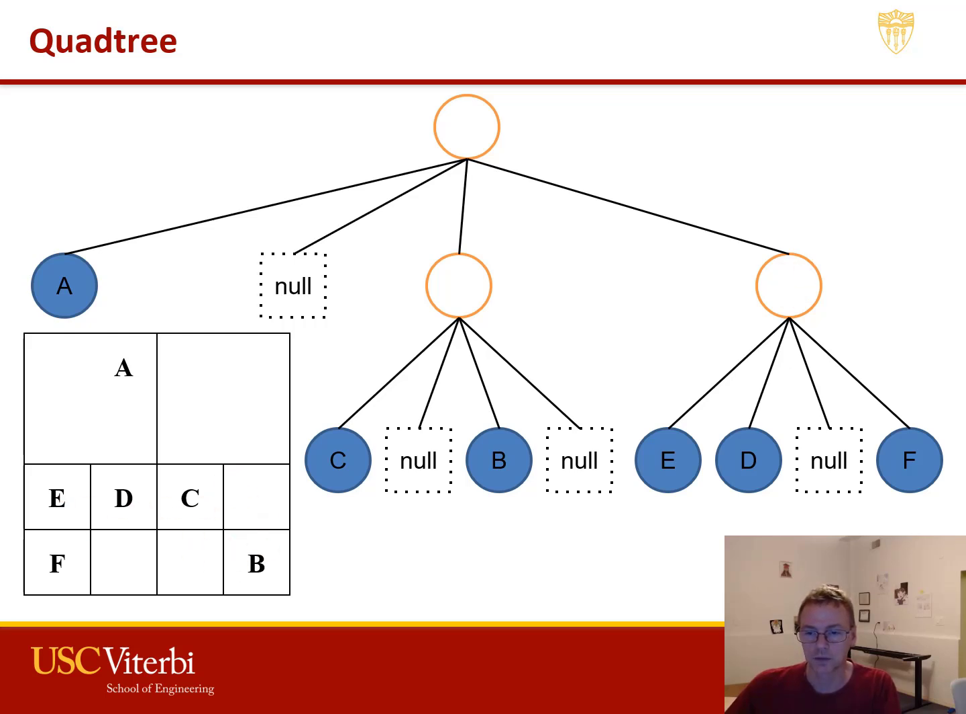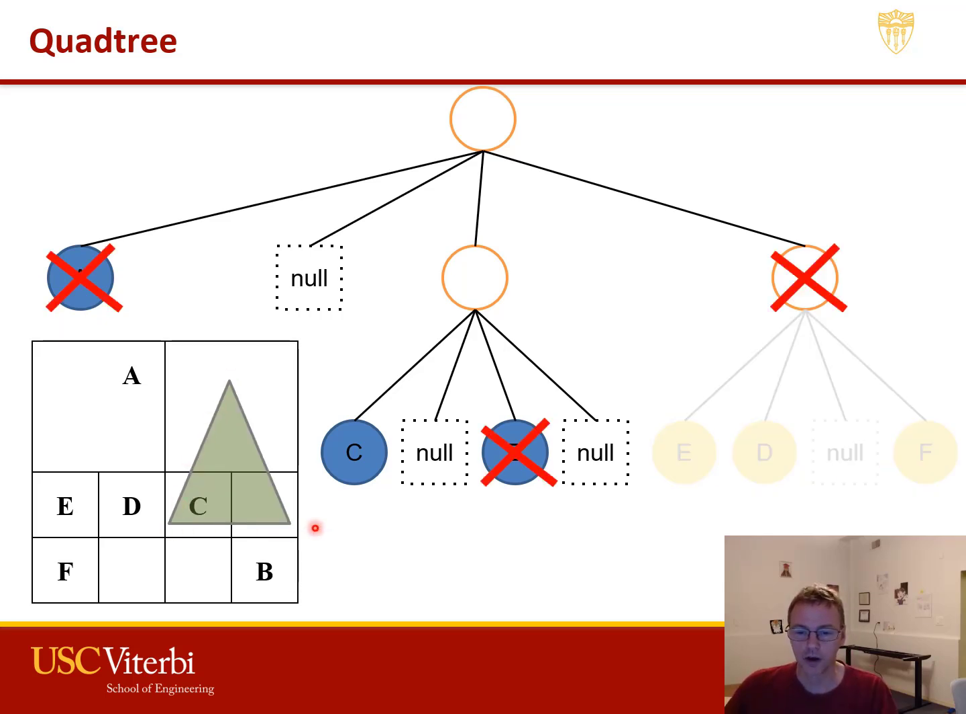This quadrant must be this one. It's got C and B in it. And this quadrant must be this one. It's got D, E, and F. So here I've got the frustum drawn again, and this time I put it there looking down, and we can see that the A node is not intersecting the frustum, so we just won't go there.